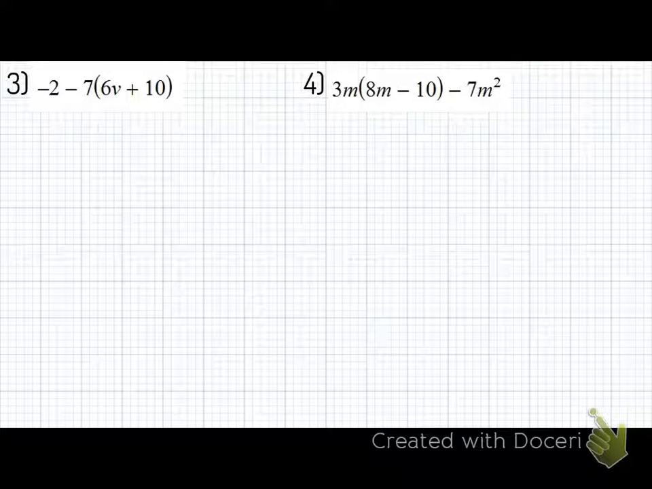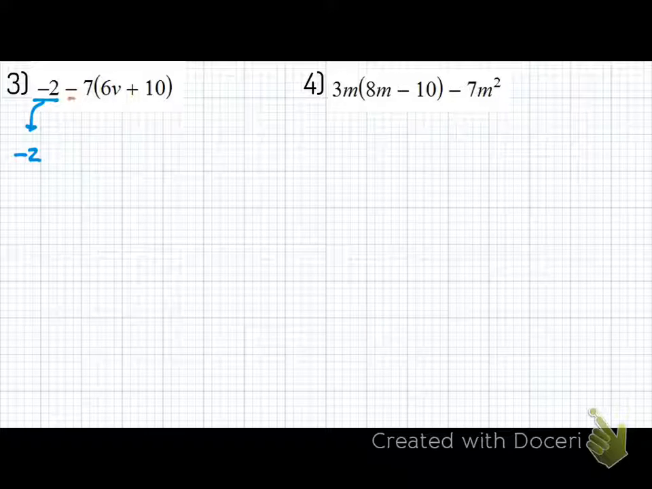Number 3. Okay, I'll start us off, then you finish it. So in number 3, we have negative 2 minus 7 times 6v plus 10. So write that down, please. Give you a moment. Okay, so number 3. I know that I'm not doing anything with this negative 2. Am I multiplying this negative 2 into anything? No, so let's just bring that down so we don't forget about it. Just write it down, okay?